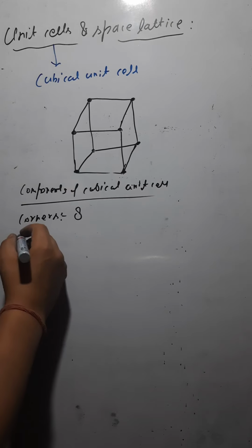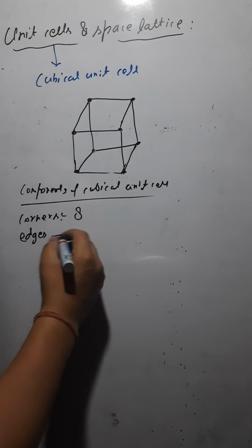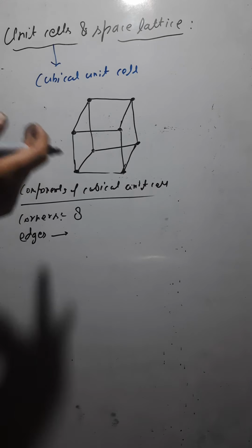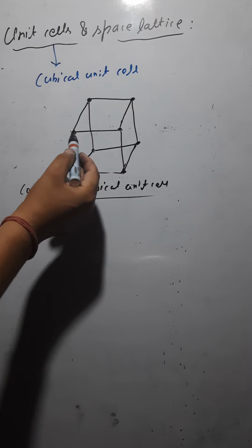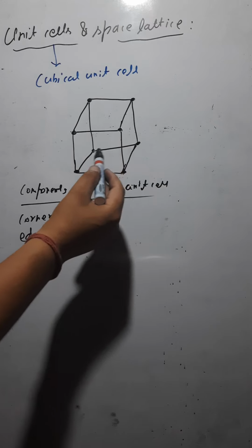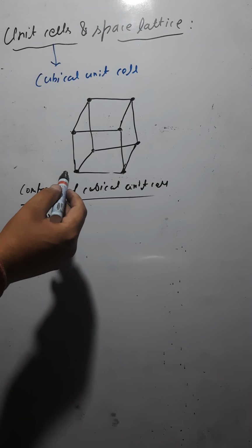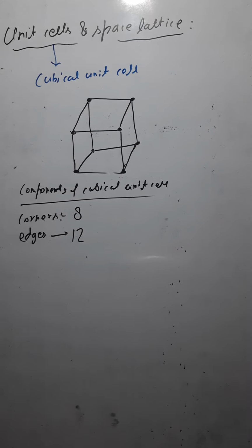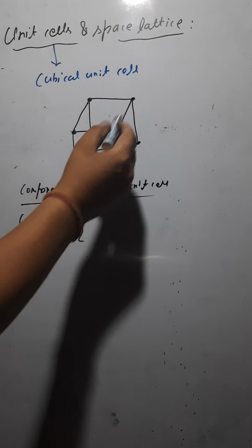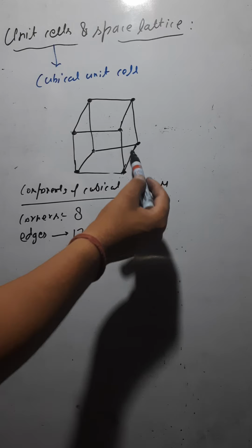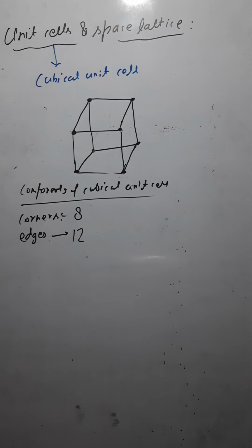Then if you see the edges, means the line joining the corners. How many lines are there which are joining the corners? Like this and this corner is being joined by this one line. So this is one edge, 2, 3, 4, 5, 6, 7, 8, 9, 10, 11, 12. So how many edges are there? Total 12 edges are there. So this is how you have the 12 edges in case of the cubical unit cell.